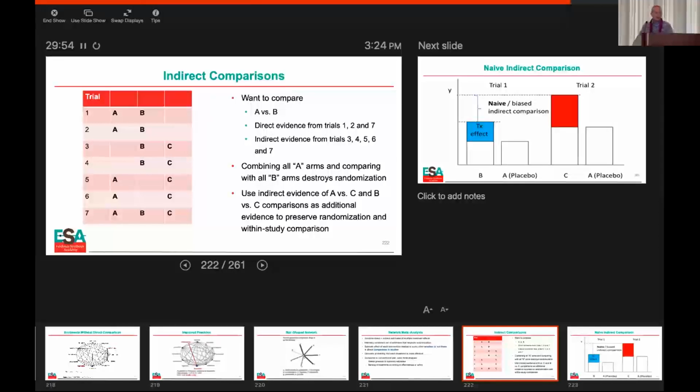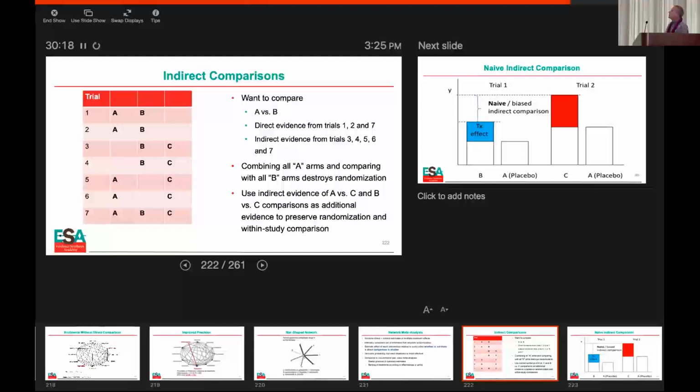So take the data from trials 1, 2, 5, 6, and 7 for A and compare it to the data from trials 1, 2, 3, 4, and 7 for B. But the problem with that is that's sort of like the mistake we made this morning with the Simpson's paradox, because I'm now not respecting the randomization. The A-B comparison is valid within trial 1, but it's not valid across different trials because I'm combining different groups.